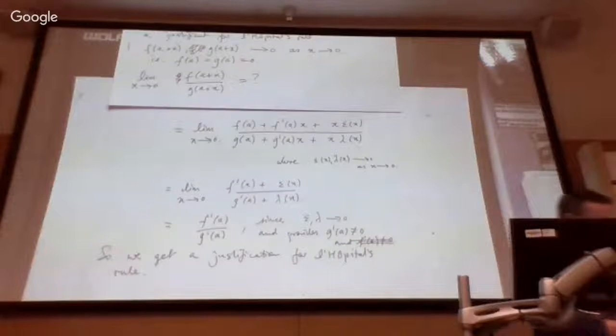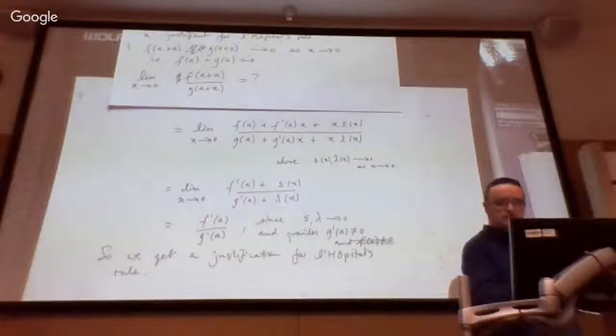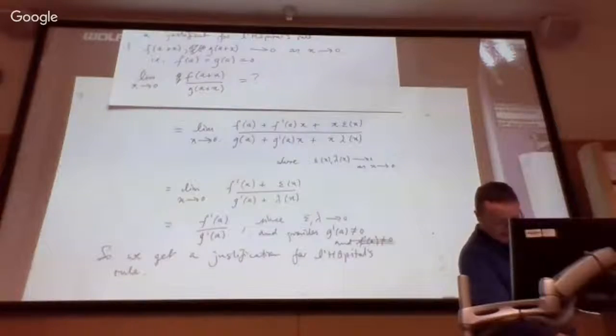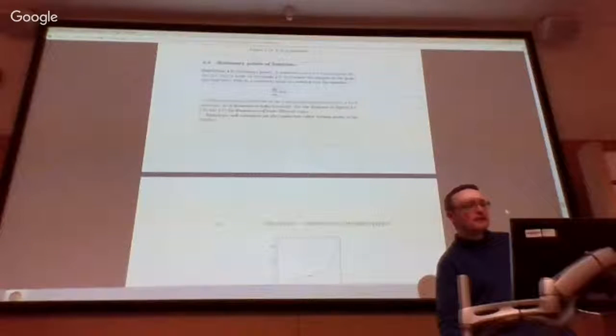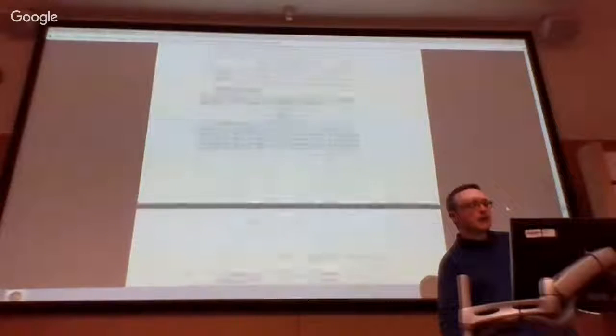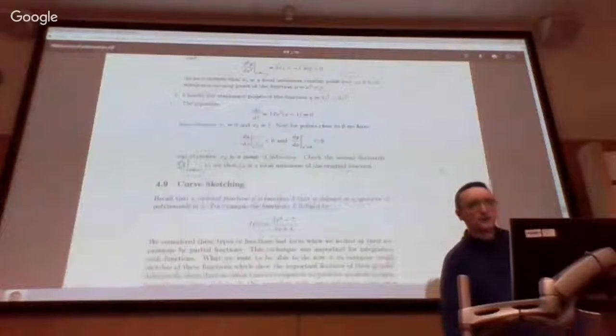So what I'd like to do now is return to the final two applications of the derivative that we're going to consider in the notes. So this begins on page 65. This is the subject of curve sketching. Now, the topic of curve sketching has been overtaken somewhat with the advent of nice mathematical software packages.